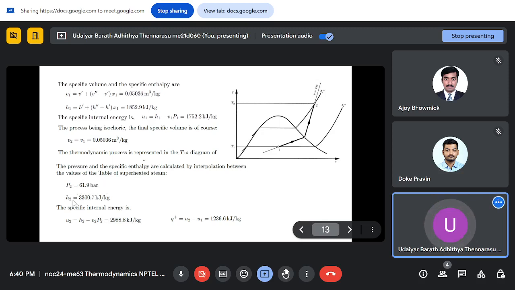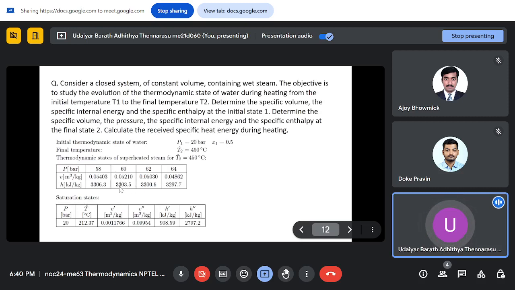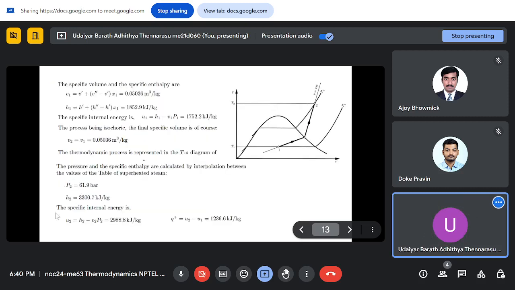And then similarly we can find the enthalpy. We need to interpolate between 3303.5 and 3300.6, corresponding to pressures 60 and 62. We now know the pressure, which is 61.9, so using that we can find the enthalpy, which is 3300.7 kilojoule per kg. So we have found both pressure and enthalpy. Again we can find internal energy as H minus PV. Substituting that, we get the internal energy, which is 2988.8 kilojoule per kg.